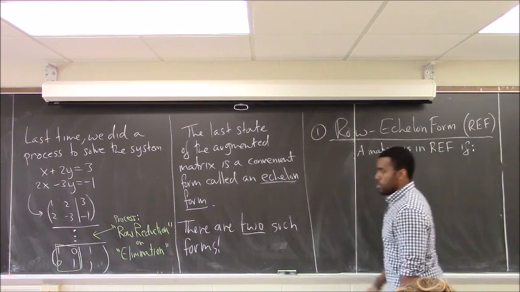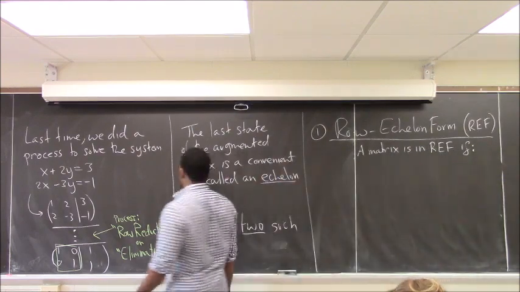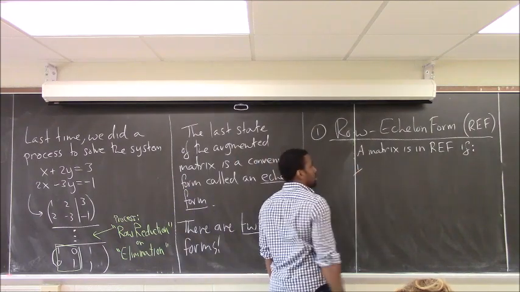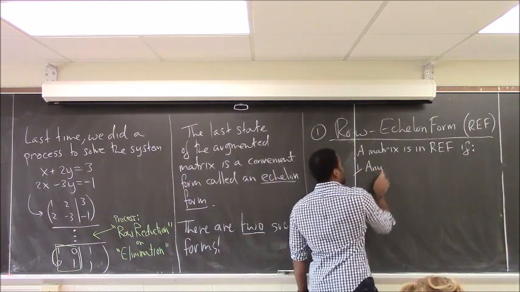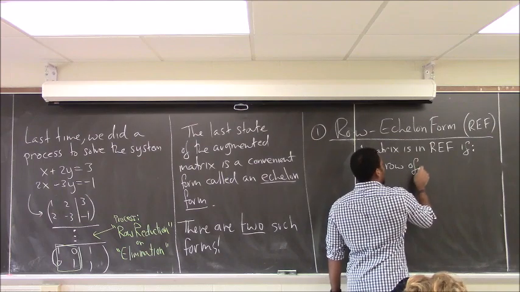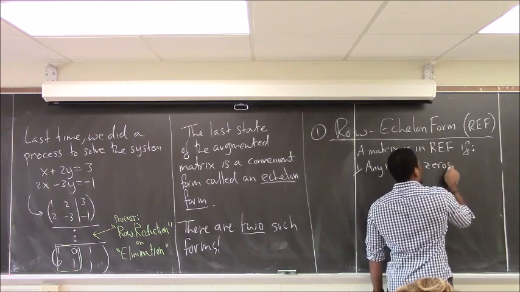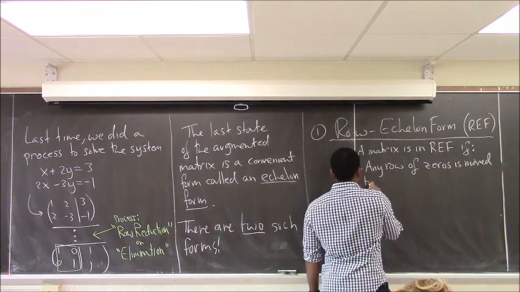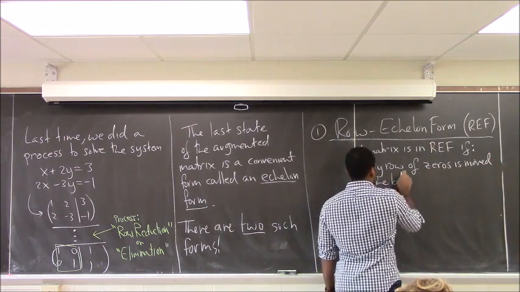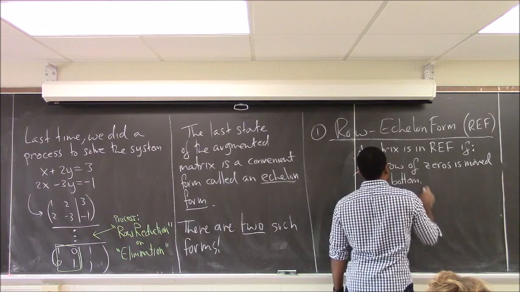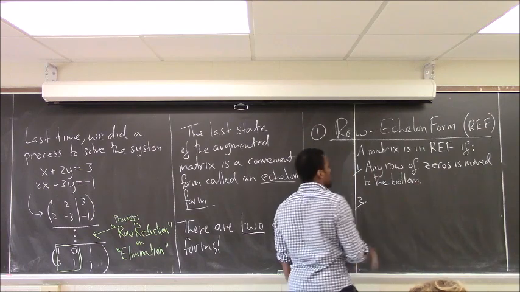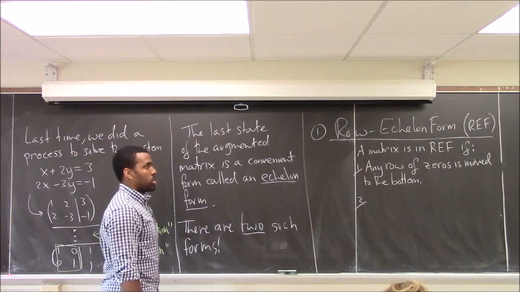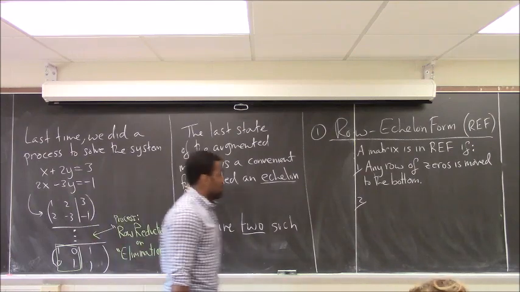Here's how you know when a matrix is in this form, what we call the row echelon form. 1. I should probably explain the bottom a little bit more, but we'll get there.